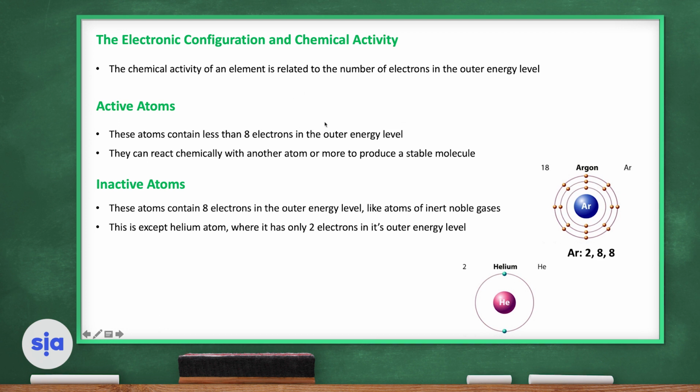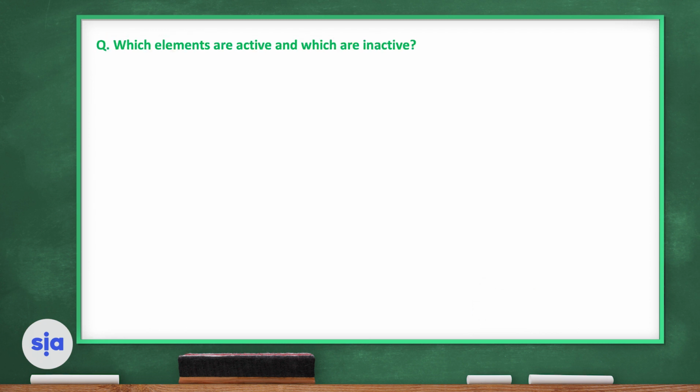So this means less than 8 electrons, active atoms. 8 electrons, inactive atoms, while helium contains 2 electrons in the outer energy level, and it is inactive too. They do not react chemically with other elements. We call them inert. Which elements are active and which are inactive?